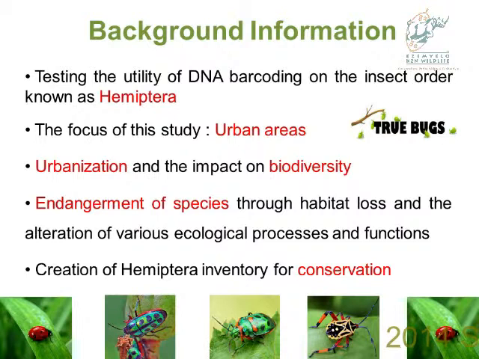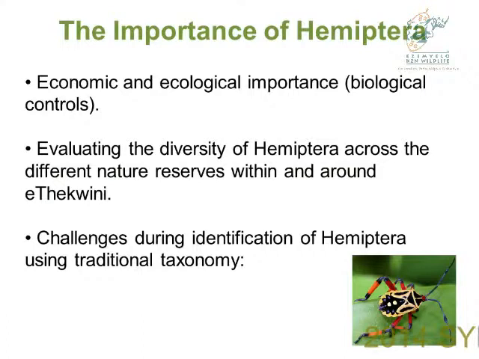As my supervisor spoke about before, the urban area for this project is the eThekwini region and surrounding areas. So why did we choose Hemiptera? Hemiptera have economical and ecological importance; ecologically, they serve as biological control. It is therefore important to carry out species-level identification to allow for conservation. Evaluating the diversity of Hemiptera across the different nature reserves within and around the eThekwini is very important to allow these different areas within this urban area to be conserved correctly.